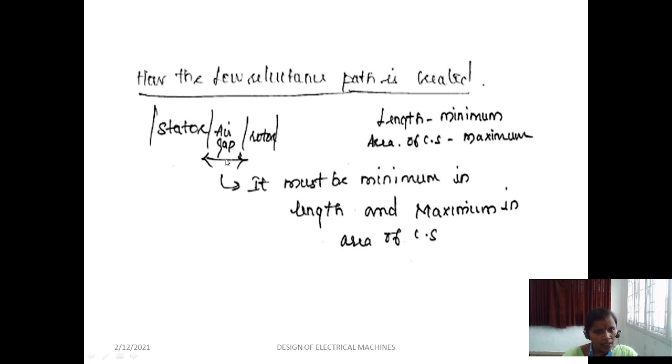What is the air gap then? It is the space present between the stator and rotor when constructing a machine. Okay, stator and rotor. The other name of the rotor is armature. The major thing dealt with here is the air gap. To create a low reluctance path, you want to make the air gap length minimum and the area of cross section maximum. This is the foremost point in order to create a low reluctance path.